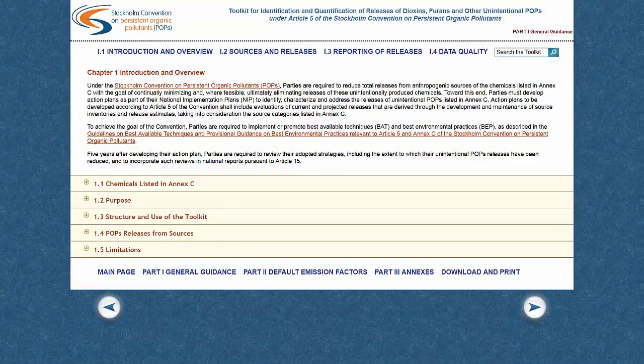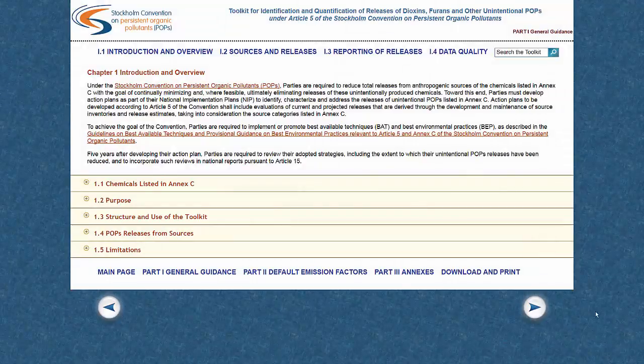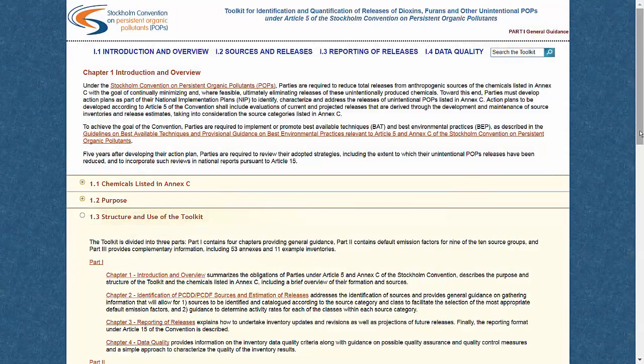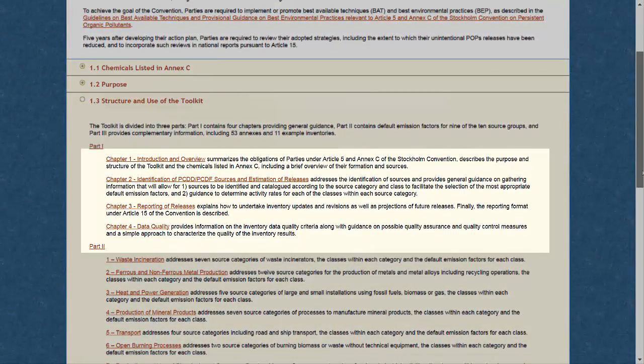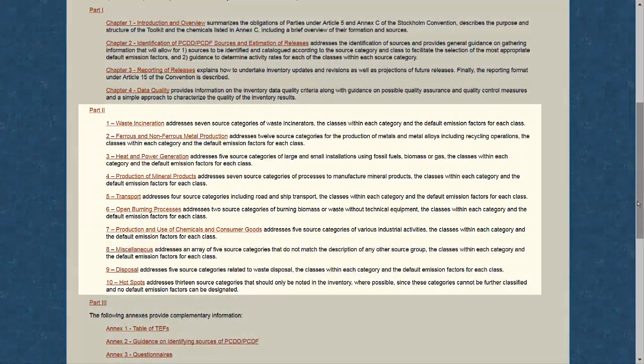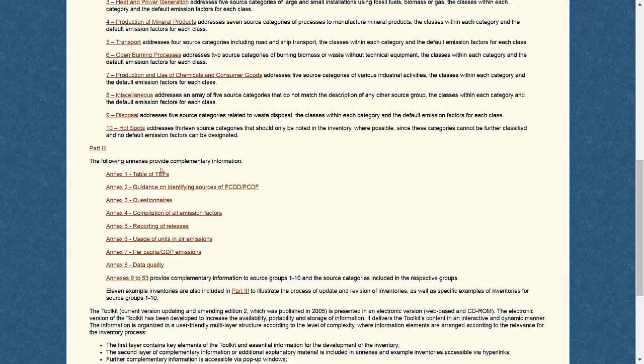It seems most likely that looking further into the structure and use of the toolkit will bring us closer to the guidance on identifying sources. So let's expand this. This subchapter is an excellent starting point for finding your way around in the toolkit. There are the 4 chapters of Part 1, the 10 source groups of Part 2, and the 53 annexes in Part 3. Clicking on any of these titles will take you to that topic.